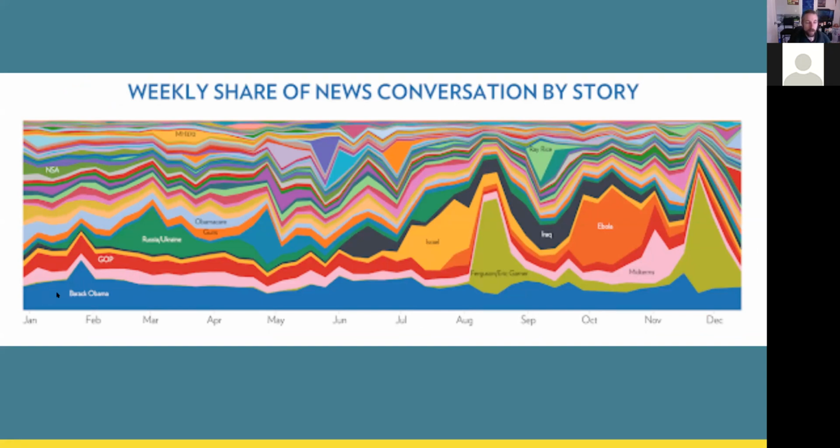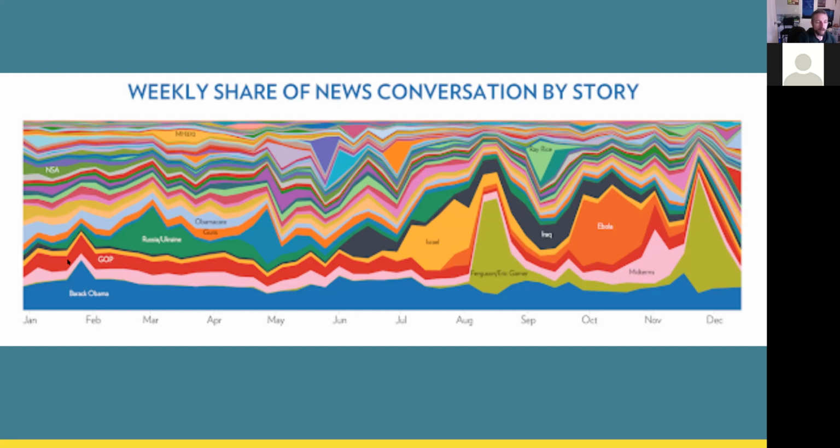So what this is, is a weekly share. You can think of this like a pie chart where every fraction of every color represents a fraction of the news conversation. And every story is a different color. So all this adds up to 100% if you look vertically along this graphic. And what you see here, and it shouldn't surprise us, is that in late January, when Obama in 2014 was making his State of the Union speech, his share of the news conversation increased, all right?